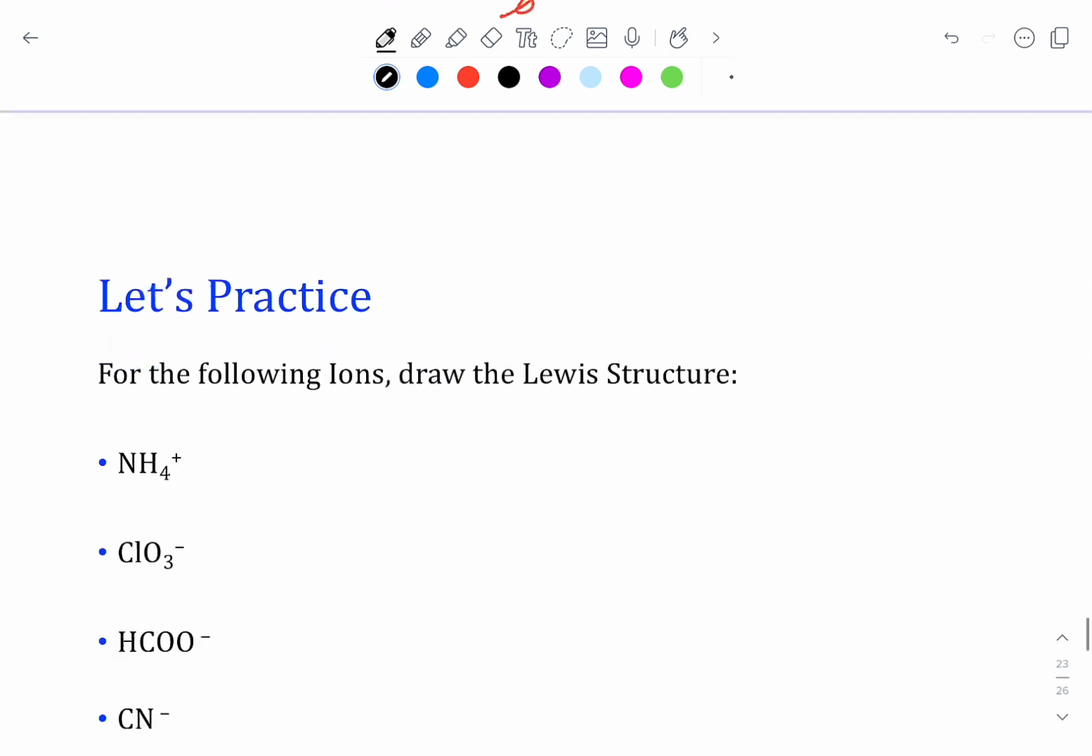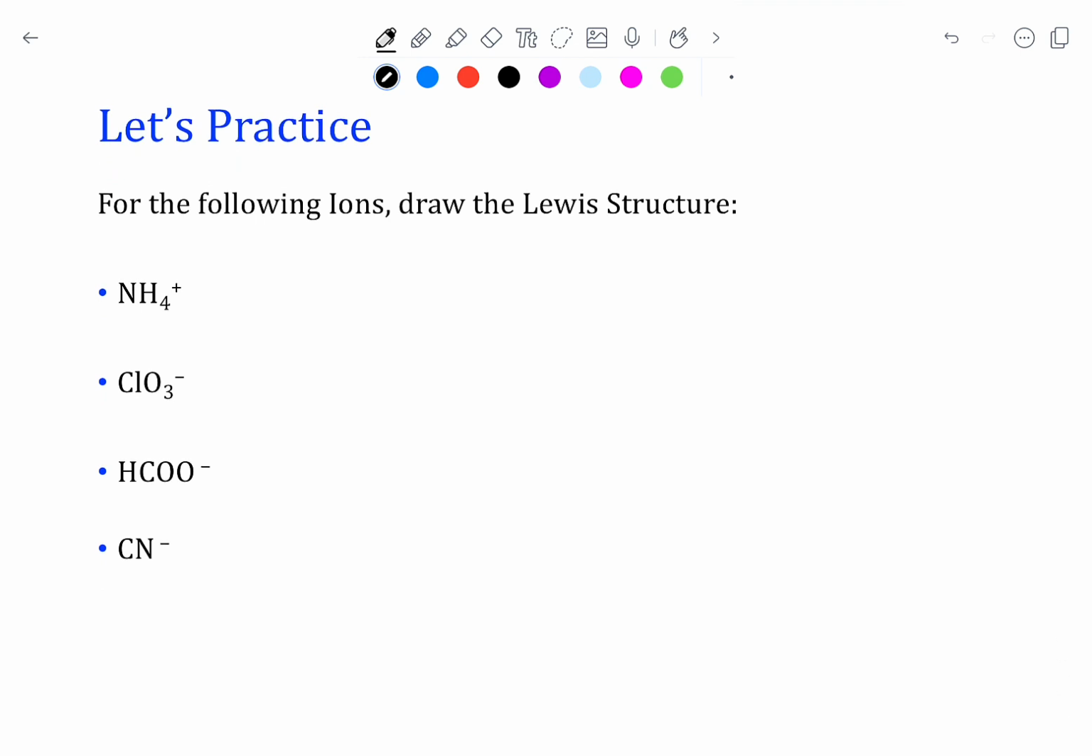Okay, let's do a few more. Now, what I want you to do with these is get used to accounting for the charges. So before we go into drawing the Lewis structures, for each of these examples, count up the total number of electrons in the molecule, properly accounting for the charges. Remember, if it's negative, we add electrons. If it's positive, we remove electrons. So pause your video for a second and try that, just to get used to counting up the total number of electrons for each of these ions.